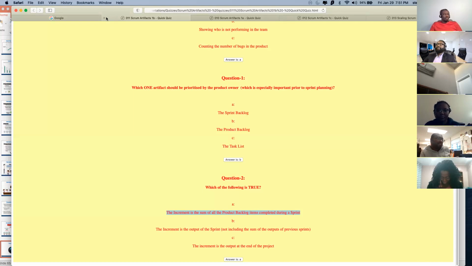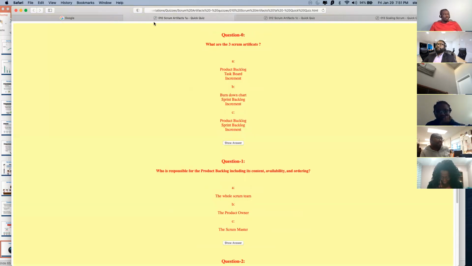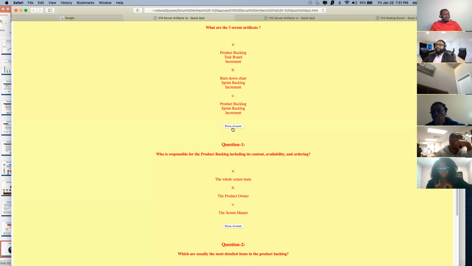Let's move on. Okay, what are the 3 Scrum artifacts? A, product backlog, task board, increment. B, burn down chart, sprint backlog, increment. C, product backlog, sprint backlog, increment. C. Good job. That's obvious.